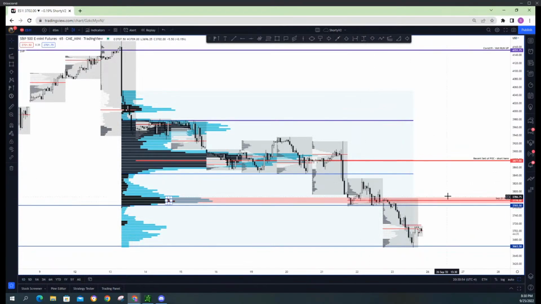So if we were to bring this point back up here, what would you expect? Dump. The shorts are going to be here, and they're going to be ready to defend it, right? So this would be a really good level for shorting.